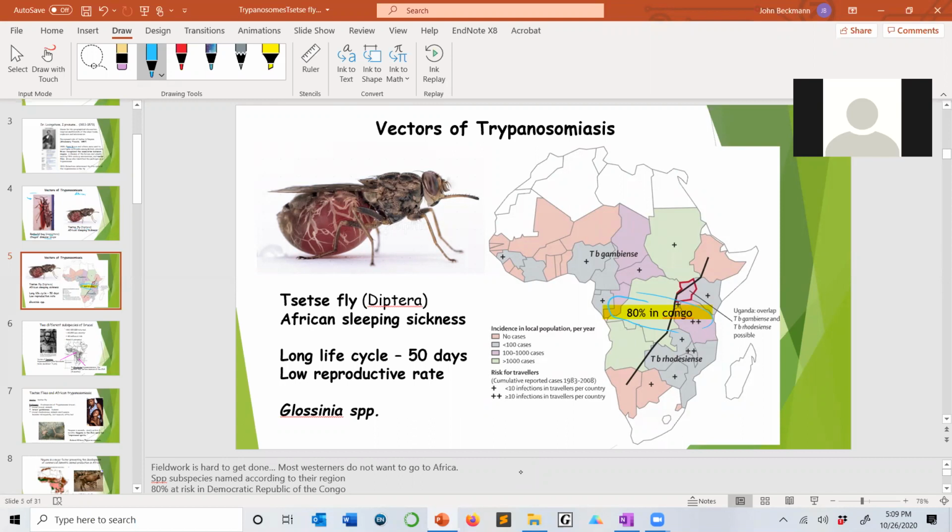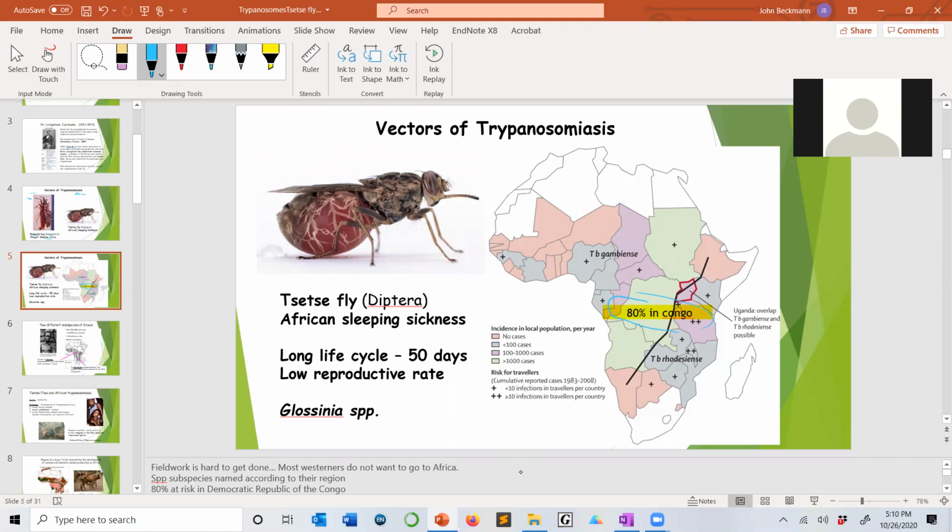And not only is it an unstable place, but you're also in the jungle, which is another thing that not a lot of graduate students want to do. So it's hard to get research done on this, but there are some unique aspects of the system that suggest that we could get rid of this disease.